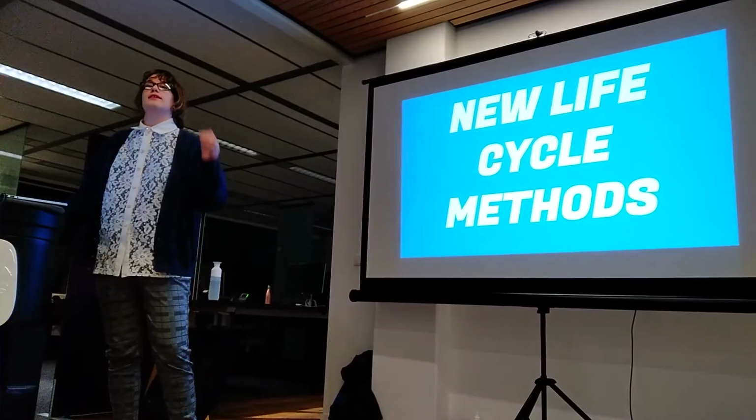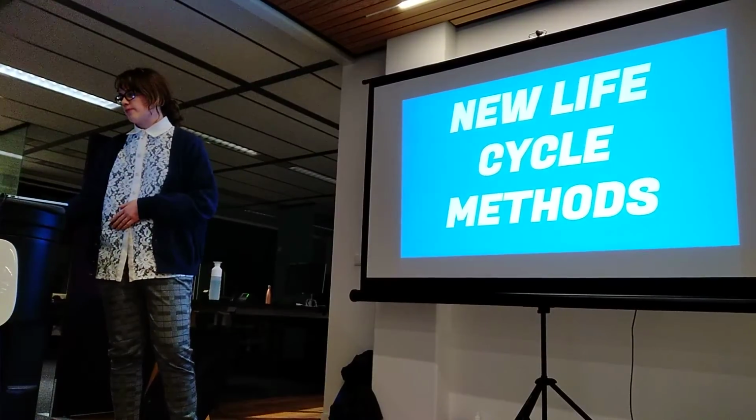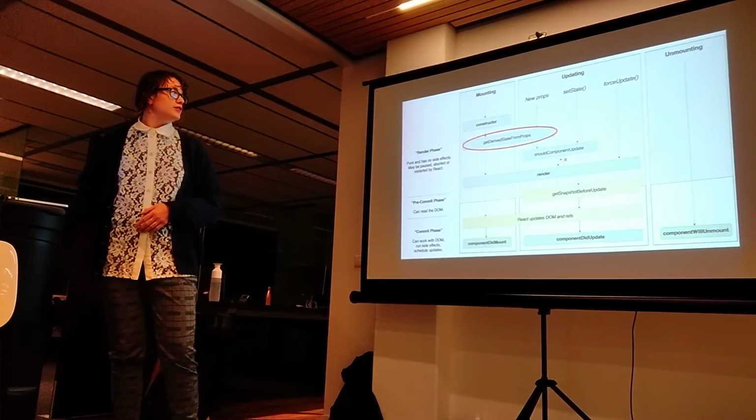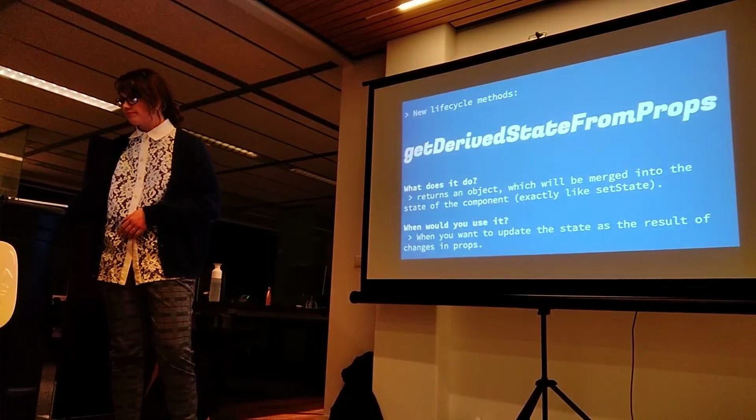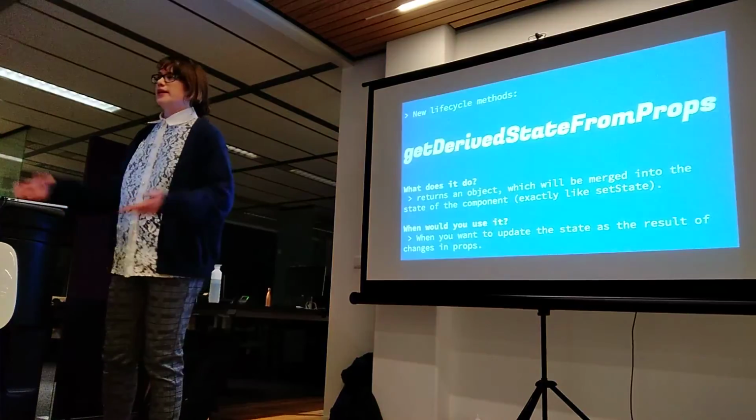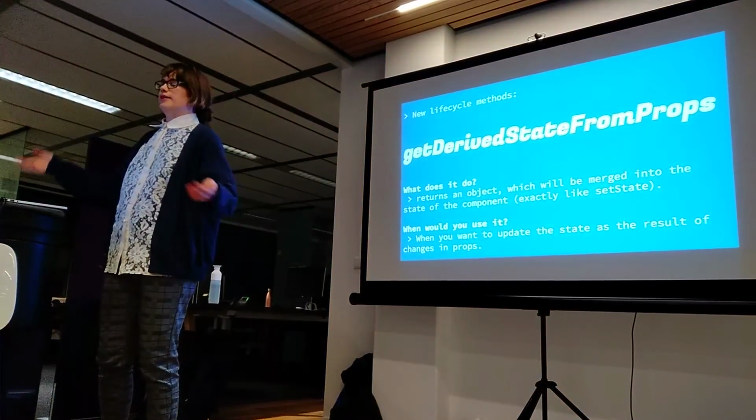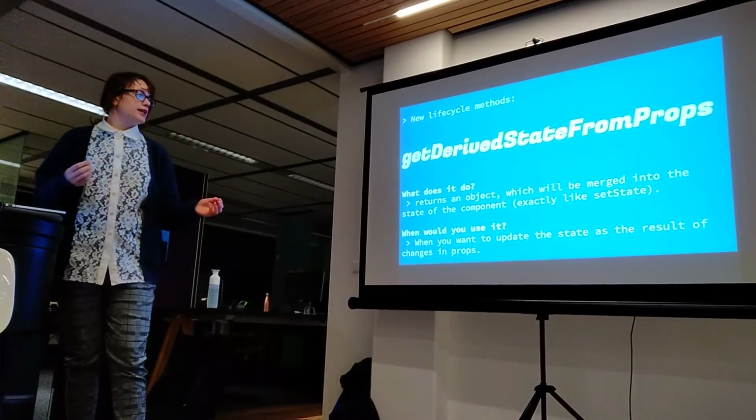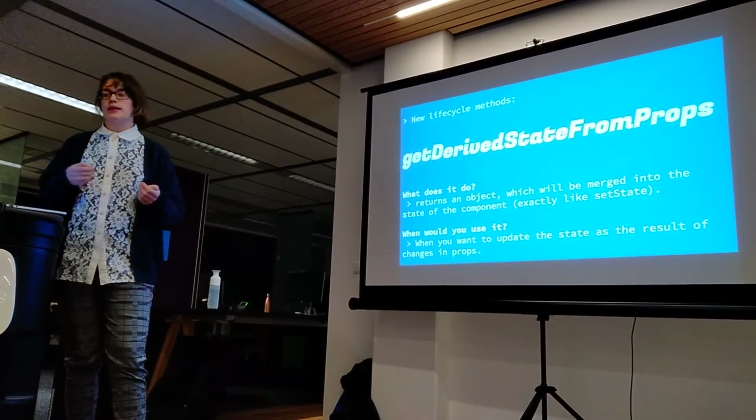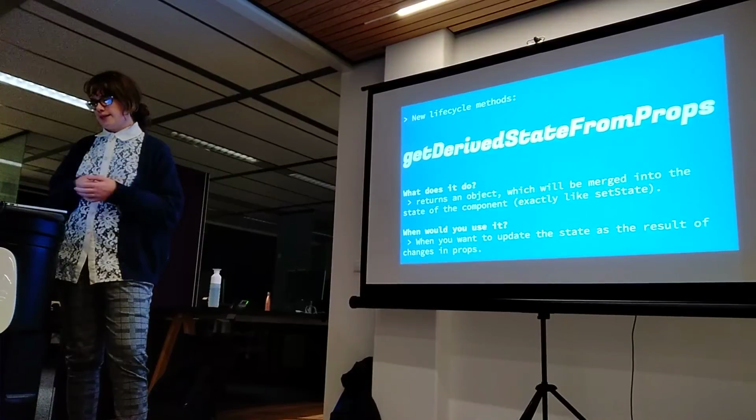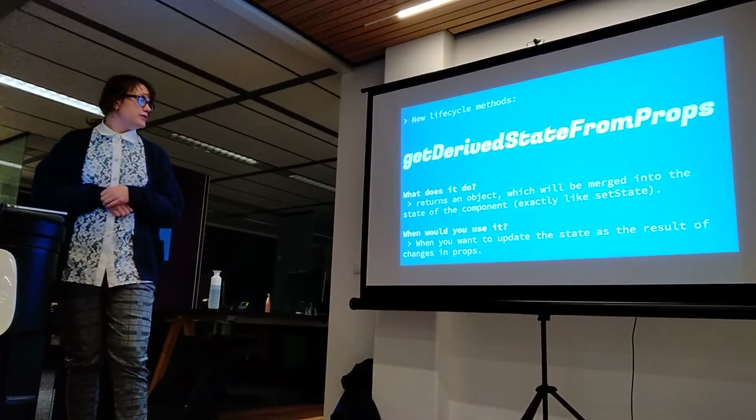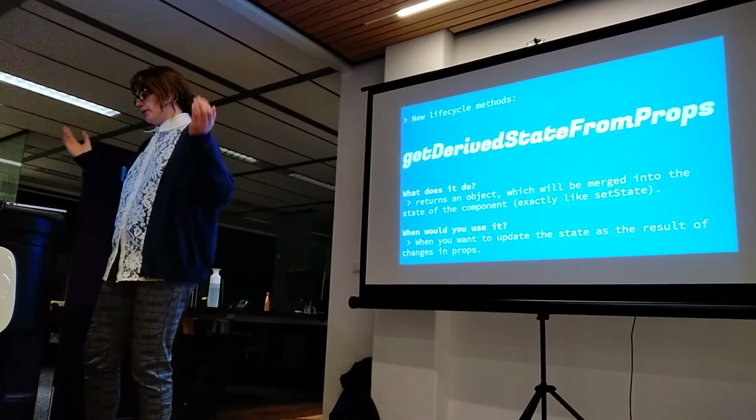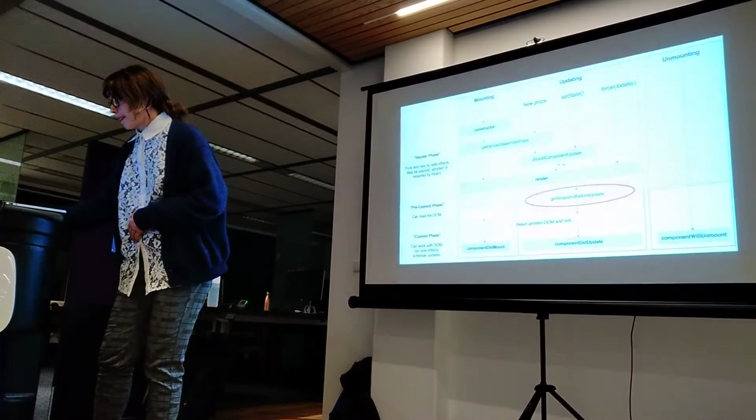Okay, so now we're going to look at some new methods. Get derived state from props. That's called just after the constructor. And what does it do? It's pretty much what it says on the tin. You get a derived state from the props. It returns an object which is merged into the state, so it's basically exactly like setState. And when would you use it? If you want to update the state in response to a change in props.